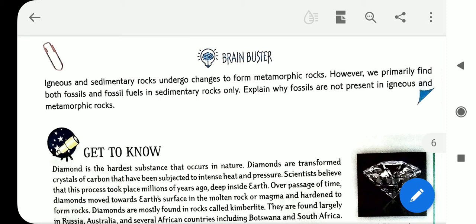These are turned into rocks with heat and pressure. The metamorphic rocks are also formed from igneous and sedimentary rocks when these are extremely heated and put under pressure or temperature, and they turn into metamorphic rocks. These igneous and sedimentary rocks turn into metamorphic rocks.